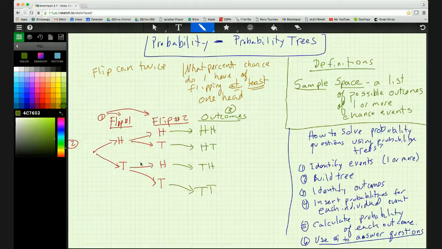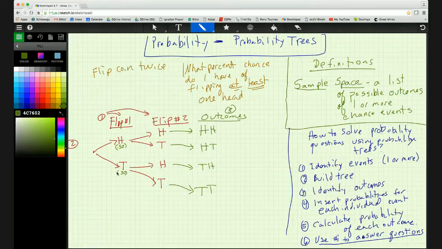So we're going to say, what is the probability of flipping heads or tails? Well, we know that just because we've been doing this in class a lot, and everyone knows it's a 50% chance, an even chance of flipping a head or a tail.